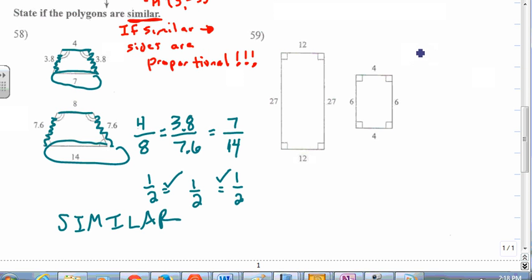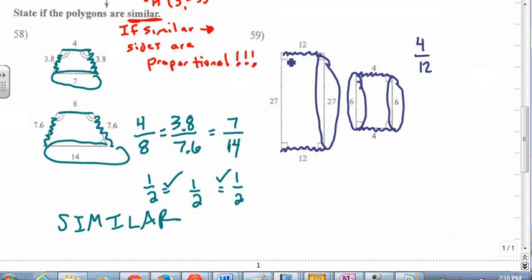Okay, over here, 4 corresponds to what? 12. We don't have to rewrite it because it's the same numbers compared to one another. And we'll only have to write this one once. We started with the small one on top, so we've got to continue with the small one on top. That means 6 is going to compare to 27.